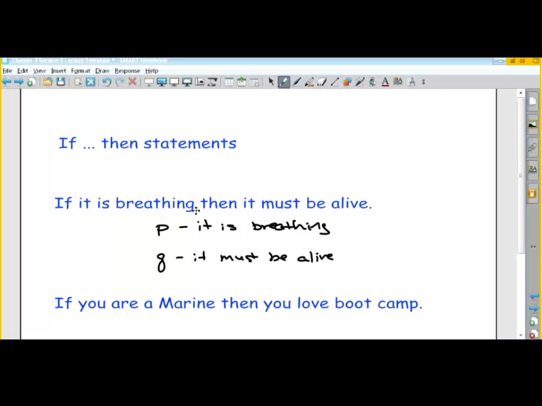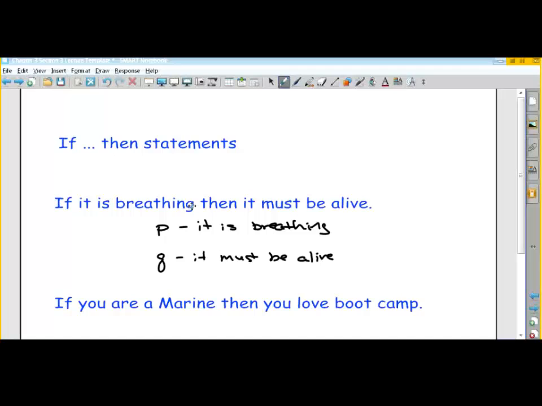And so there are truth tables associated with this kind of question. We could say the statement is true when they're both true, meaning if it is breathing, then it must be alive. We could do if it is not breathing, then it is alive. If it is not breathing, it is not alive. Or we could say if it is breathing, then it is not alive. Well, there are the combinations, negations and not negations. So there are 4 combinations, just like there are 4 combinations for and/or statements.